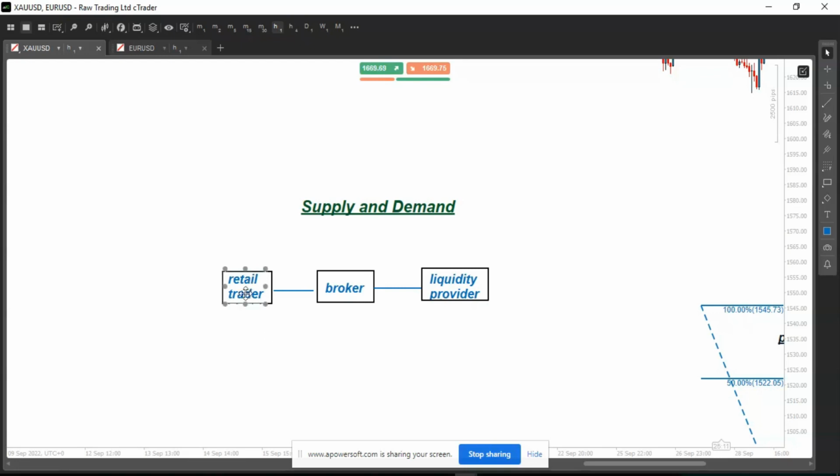You and me, we are retail traders, and we have our accounts with a broker. Because, by the way, a quick reminder, we are going to use an example in synthetic indices and then for forex, so just stick around.